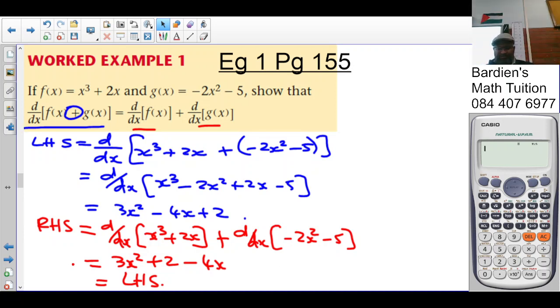Let's look at work example 2. The subtraction one.